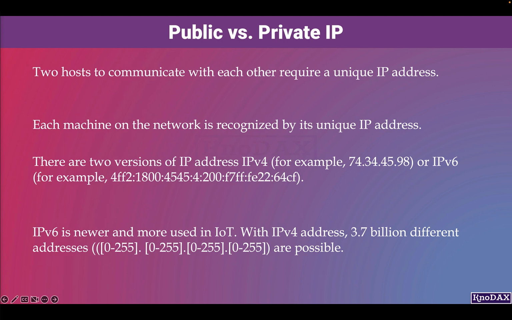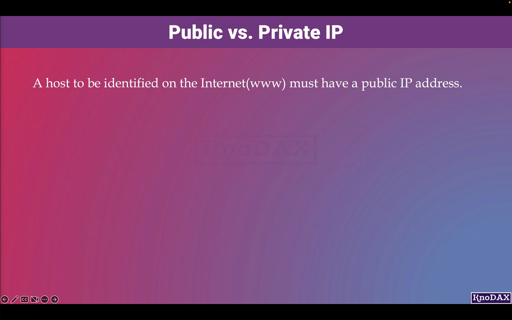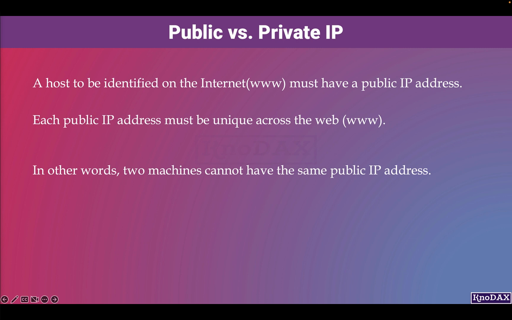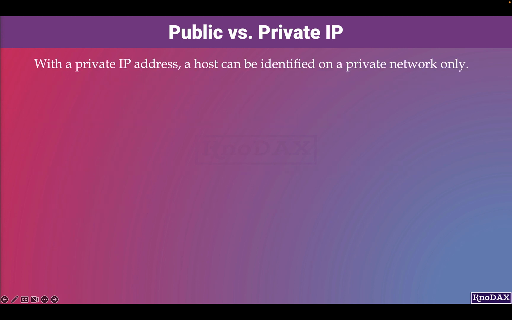Regarding public IP address, a host to be identified on the internet must have a public IP address. Each public IP address must be unique across the web. In other words, two machines cannot have the same public IP address. With public IP addresses, they can be geolocated easily.